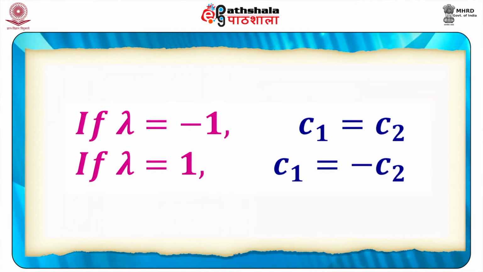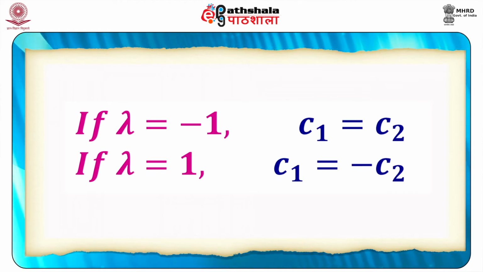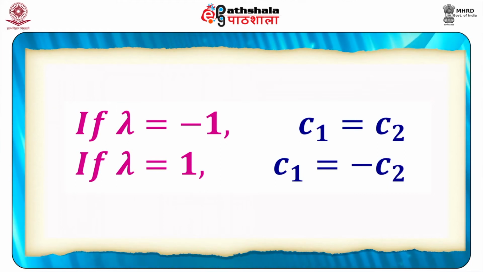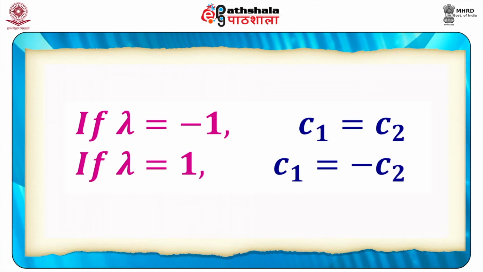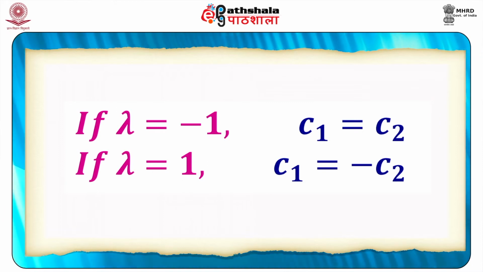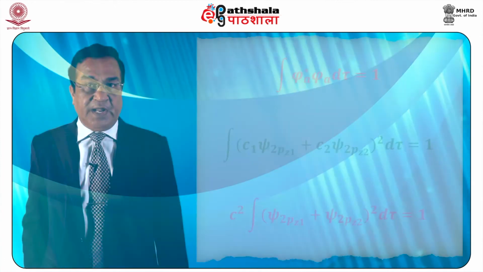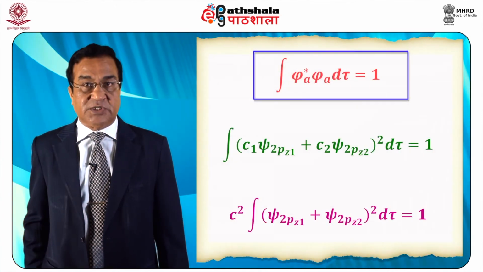And if lambda is plus 1, then C1 is equal to minus C2. So these are the values of the two coefficients which were used to have the linear combination of the orbitals. But then we have to ensure that the wave functions are normalized. Therefore, we apply the normalization condition as shown.